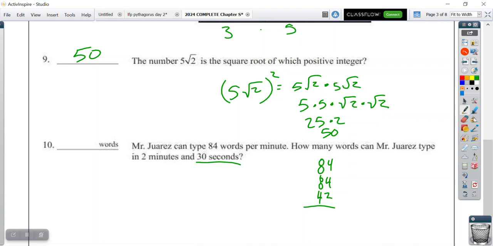Give me a second. So 4 plus 4 is 8. 8 plus 2 is 10. Carry the 1. 8 plus 8 is 16. 16 plus 4 is 20. 20 plus 1 is 21. So Mr. Juarez can type 21 words for 2.5 minutes. Perfect. Oh, shoot.